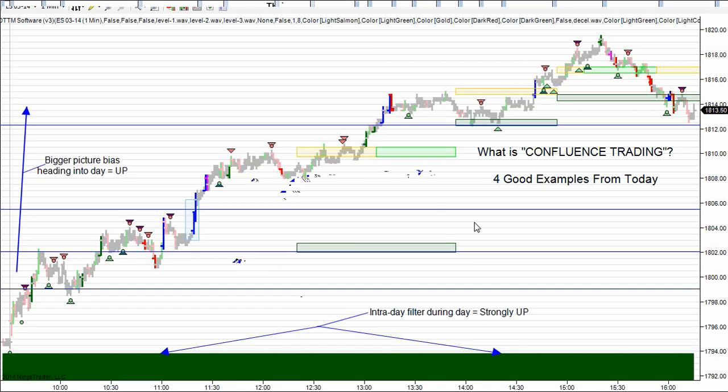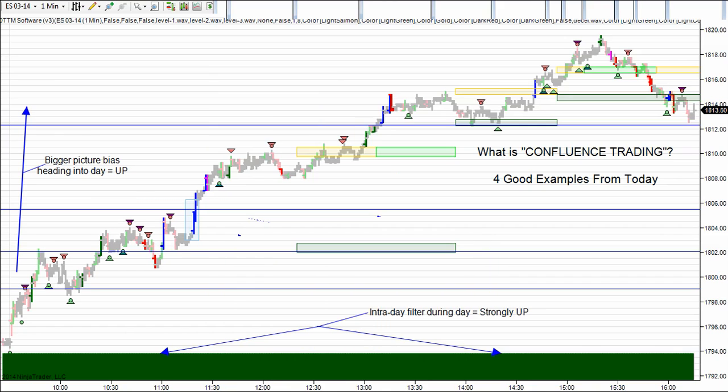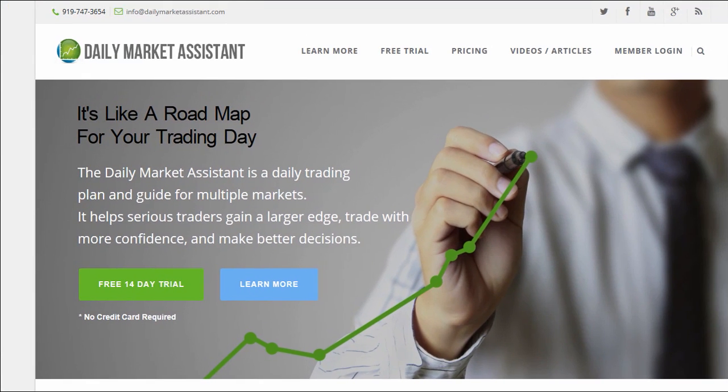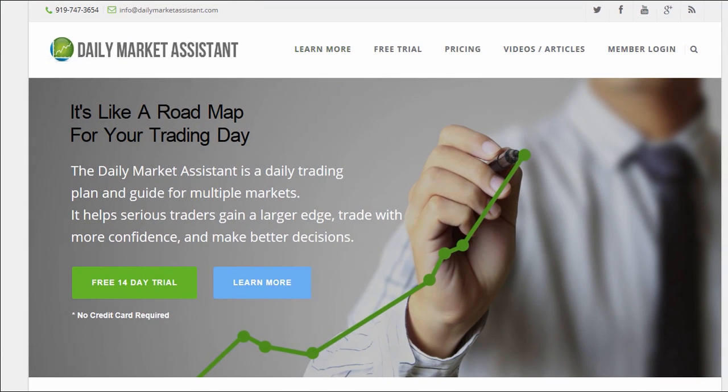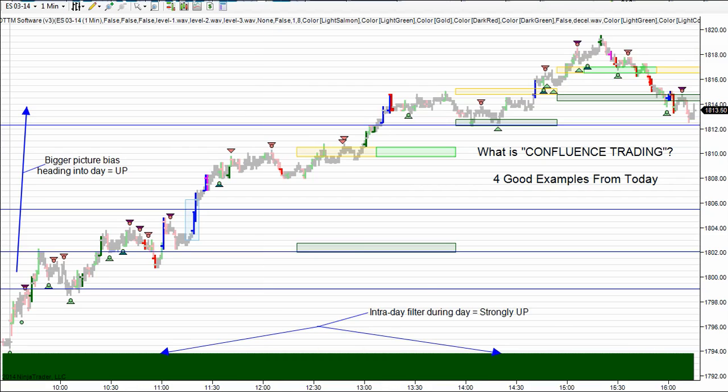So if we go to today's trading, heading into the day, we look at the bigger picture bias and bigger picture key levels. One way you can do that is through this new site that we have as well that you can take a free trial on, called Daily Market Assistant. It's at DailyMarketAssistant.com. You can take a free trial. It's a very nice service that you can use.